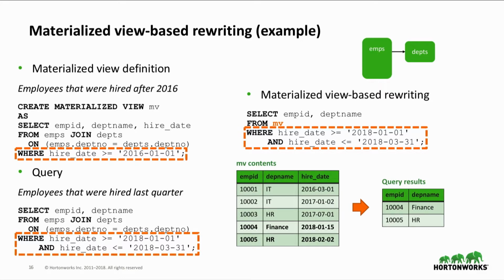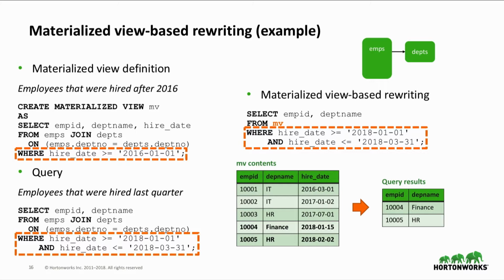So let me show you some examples. Let's start with a very easy one, but you will be able to see already some of the interesting properties of the rewriting. Here we have a materialized view definition where you are basically storing all the employees that were hired after 2016 together with their department. And then you have a query where you only ask for employees that were hired last quarter. So you can see that the filter condition is within a range in the first quarter of 2018.